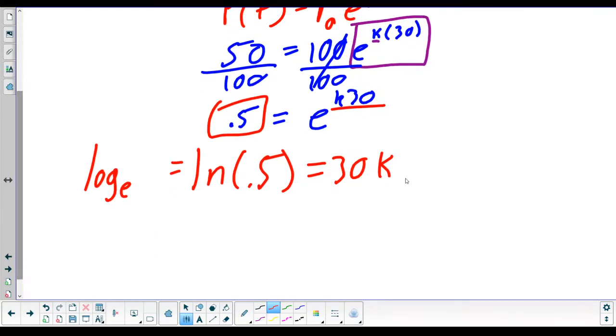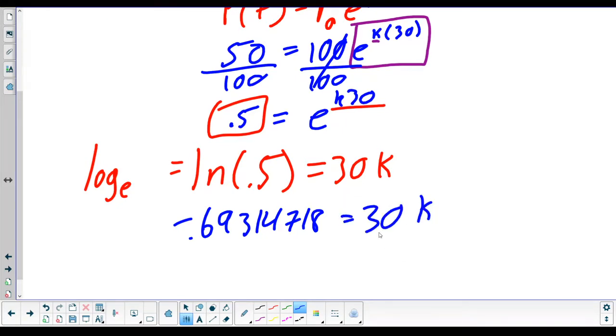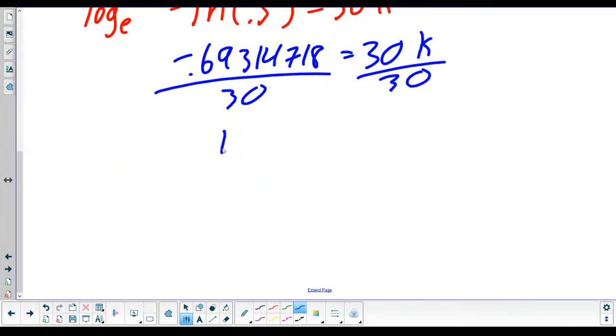Now we have to get k by itself, so we're going to divide by 30, but we have to figure out what this number is first. I already went and got that. The natural log of 0.5 is negative 0.6931471.8... It keeps going, but that's where my calculator quits, so I'll just leave it like that. Equals 30k, and then you divide both sides by 30. And we have k equals negative 0.02310449. Ta-da, there you go.